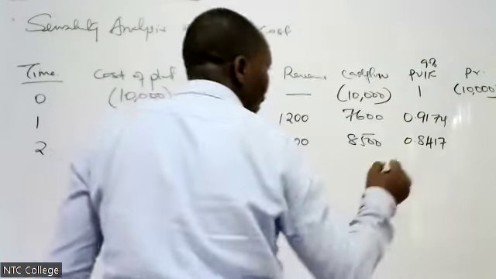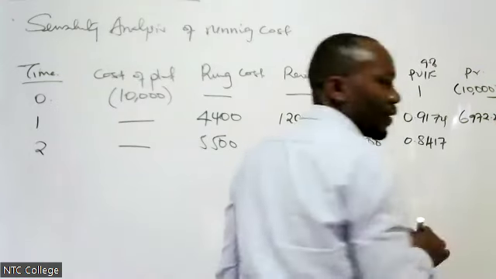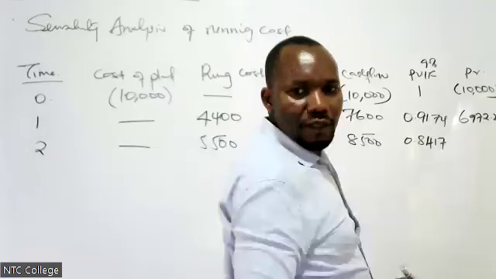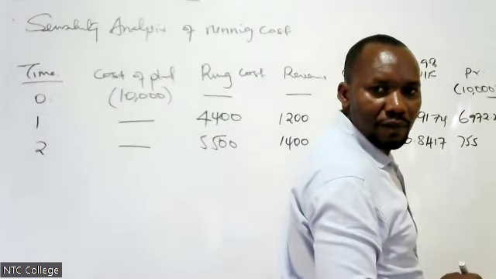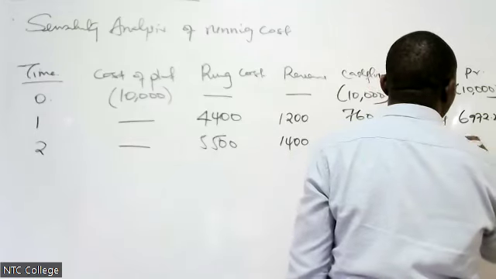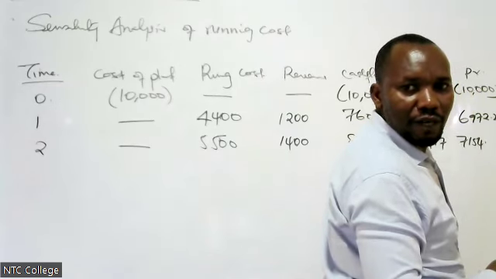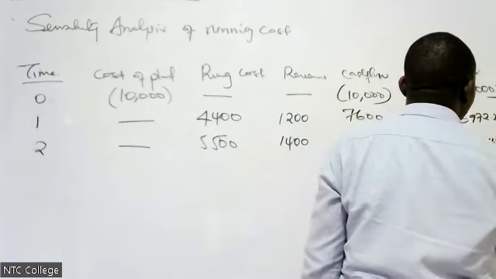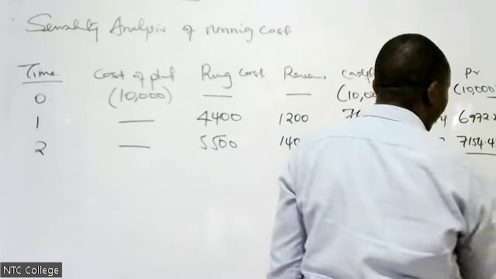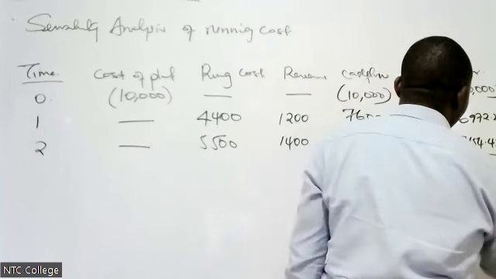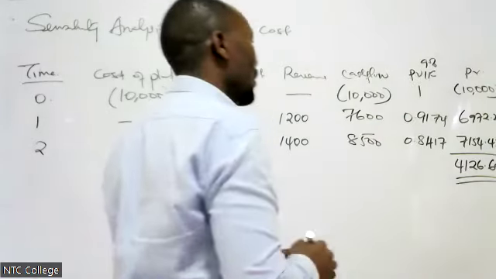69.72.24. The other one, 71.54. No, 71.54.45. So our NPV is 41.26.69.